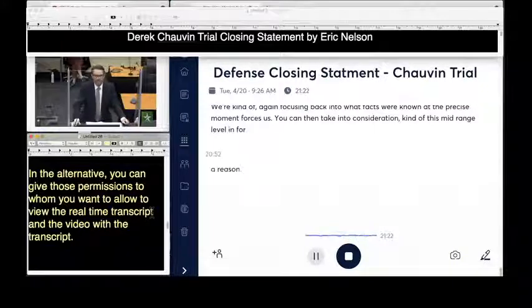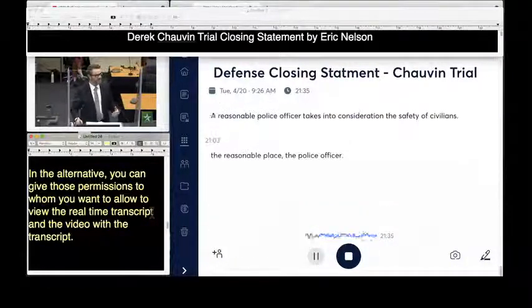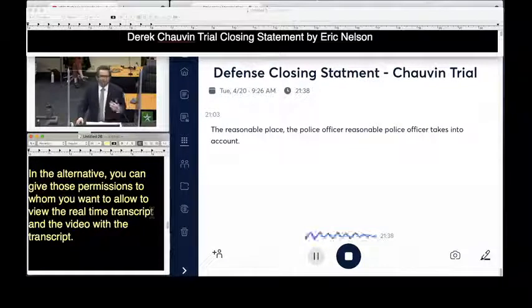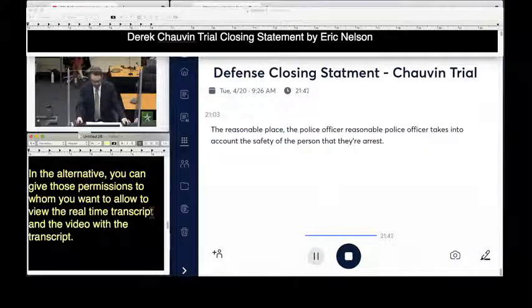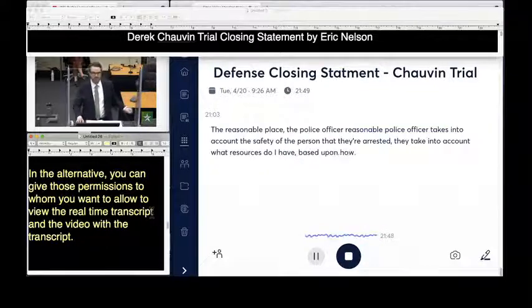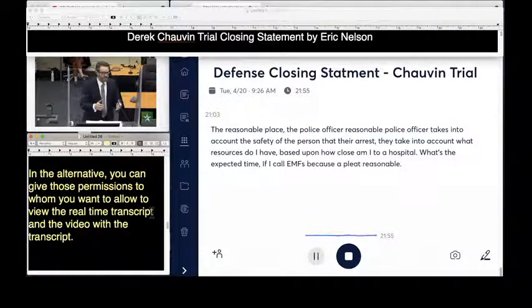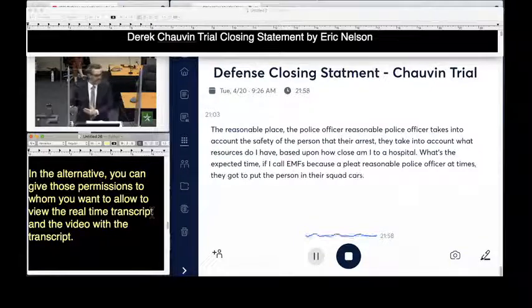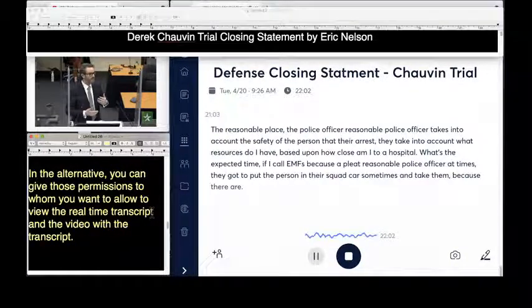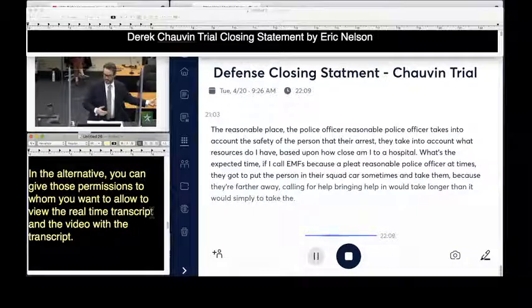A reasonable officer wants to keep his fellow officers safe. A reasonable police officer takes into consideration the safety of civilians. The reasonable police officer takes into account the safety of the person that they are arresting. They take into account what resources do I have, based upon how close am I to a hospital? What's the expected time if I call EMS? Because a reasonable police officer at times has to put the person in their squad car and take them, because they're farther away. Calling for help, bringing help in, would take longer than it would simply to take the person directly.